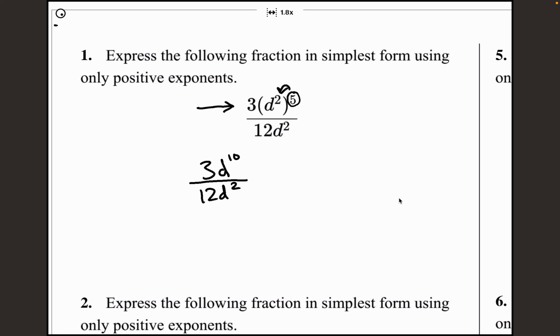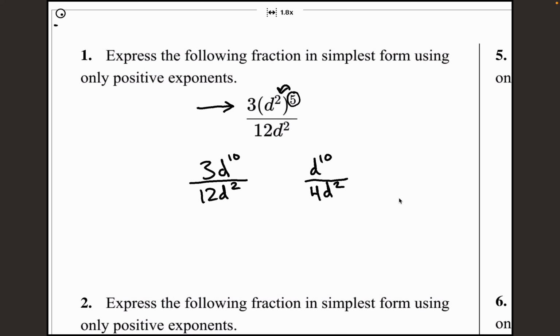So now I can simplify. I'm going to simplify my numbers first. So I think of what number can I take out of 3 and 12. And that number is going to be 3. So if I take out 3 in both, I have 1, and I don't need to write that on top. So I'm going to keep my d to the 10th. And then I'm going to take out 3 out of 12, and that gives me 4. So I have 4d to the second.